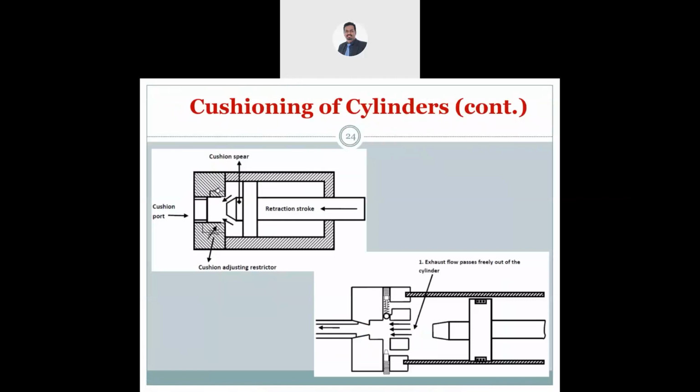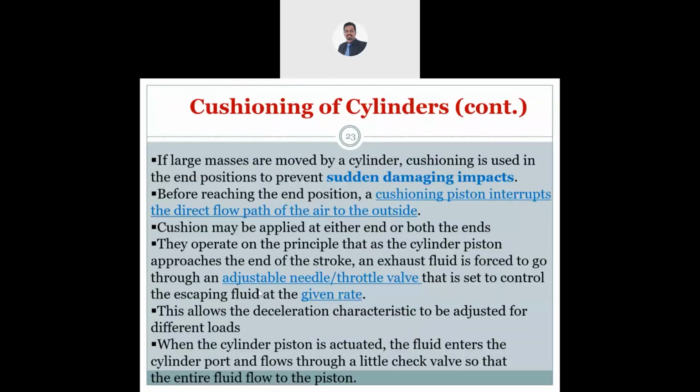So if you want to read, I suggest you read. But cushioning of a cylinder is to prevent sudden damaging impact. So you are utilizing compressed air. You channel the compressed air in such a way that it can be used to slow down your piston. And when you slow down, it will prevent the sudden damaging impact. Yes. So macam mana dia buat?